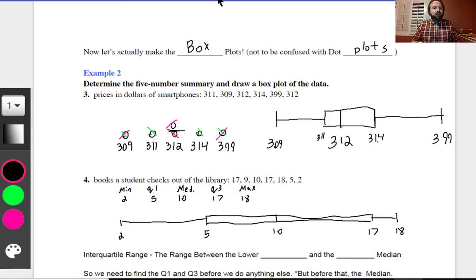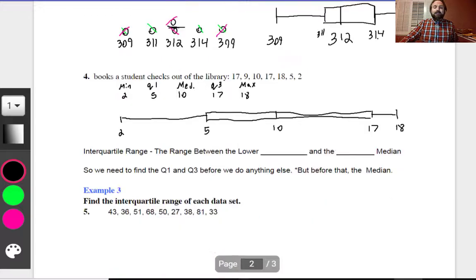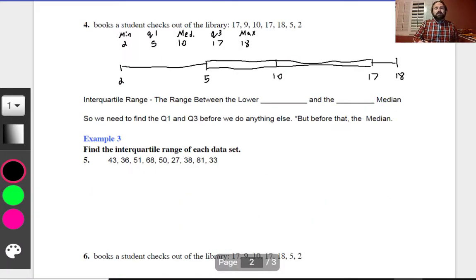The only thing that I would want this to do is I'd probably want to make the number line go from 2 all the way to 18 so we can get a better scale, better version, better representation of the information. So the interquartile range is between the lower quartile and the lower median and the upper median. So we're going to talk about that for a second?